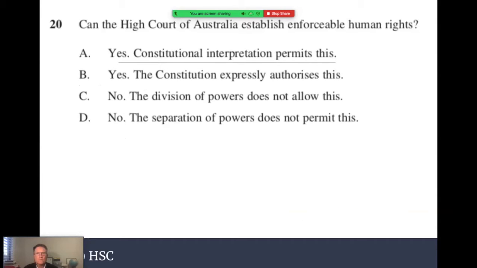Can the High Court of Australia establish enforceable human rights? Here we have a question where we have to understand the role of the High Court, which is one of these syllabus requirements. And in this case, the answer is A, yes. The High Court can establish enforceable human rights by setting precedents, and this is a constitutional interpretation.